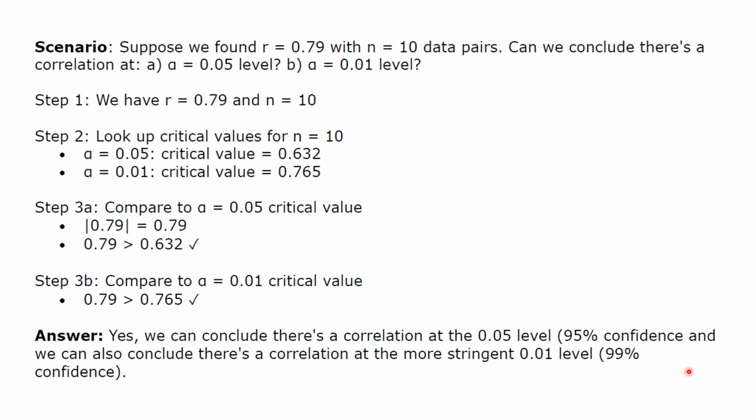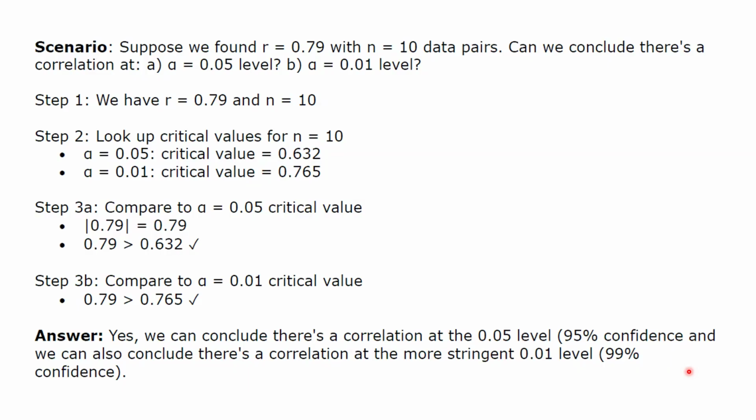Okay, let's try another one. So suppose we found R equals 0.79 with n equaling 10 data points. Can we conclude that there's a correlation at both the 0.05 level and the 0.01 level? So we have R equals 0.79 and n equals 10. That's our step 1. Step 2, we'll look up the critical values for n equals 10 in our table. At alpha equals 0.05, the critical value is 0.632. And at alpha equals 0.01, the critical value is 0.765.